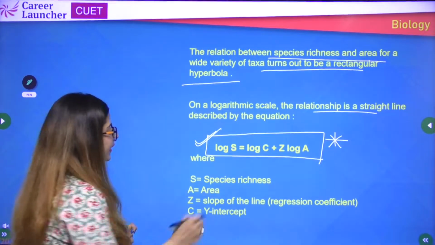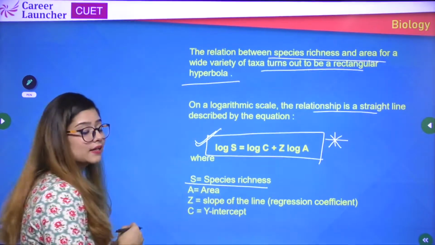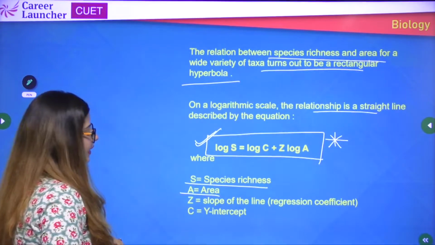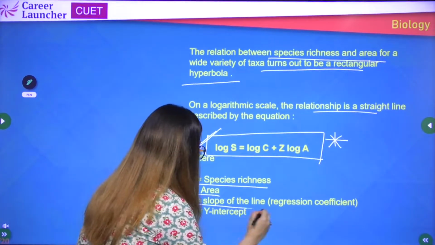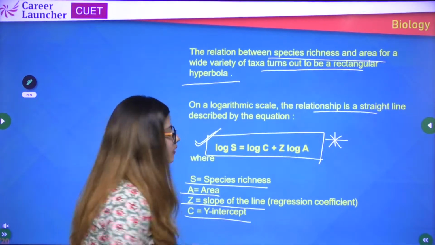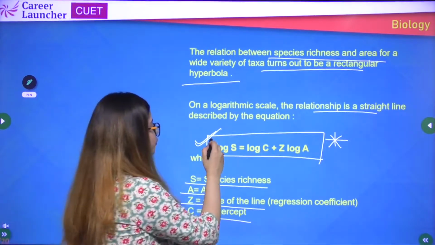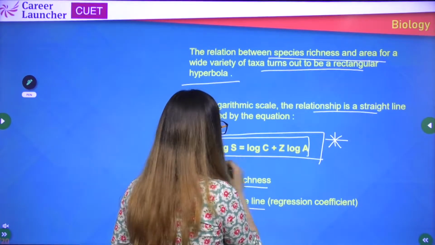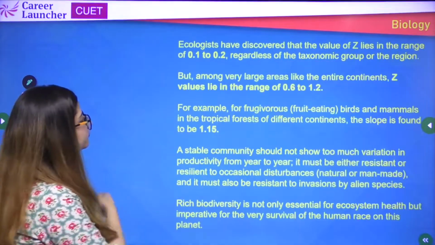यहाँ पे हम देखें, S represents the species richness, A represents the area, Z is the slope of the line, and C is the y-intercept. So this formula is important to remember.